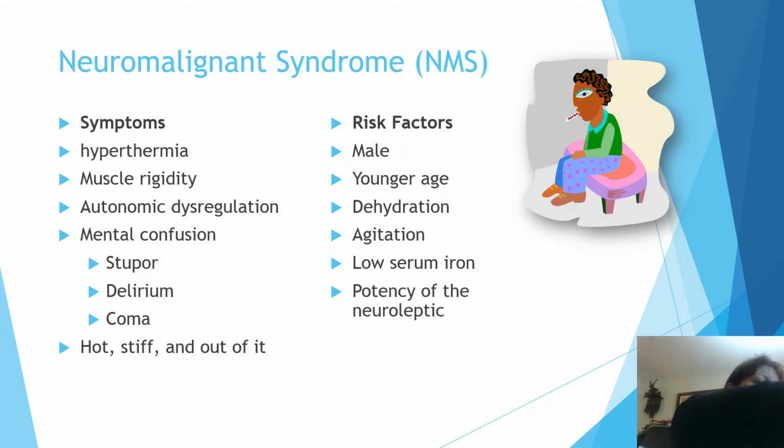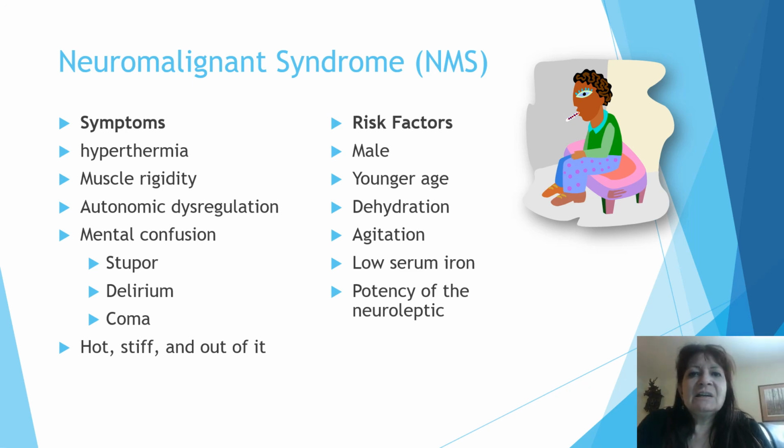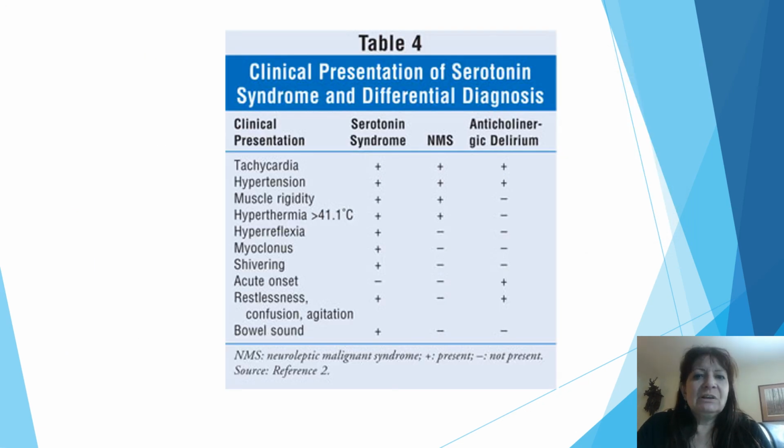Another possible problem, we see this more often with the typical antipsychotics. It's called neuroleptic malignant syndrome. A person presents with hyperthermia, muscle rigidity, autonomic dysregulation, mental confusion: hot, stiff, and out of it. And this may sound to you a little bit like serotonin syndrome, and it does.